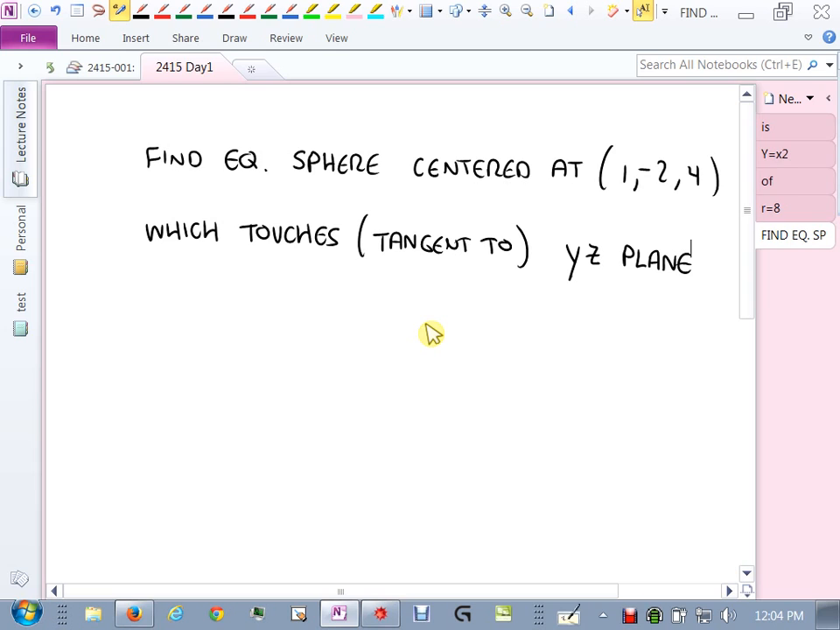So how far is the center from that plane, and how far is it? So how are you determining that it's 1 unit from that plane?